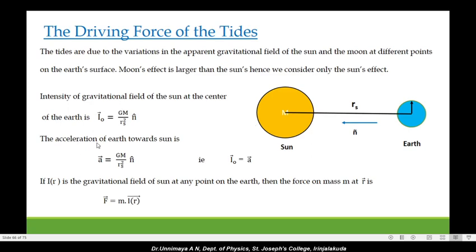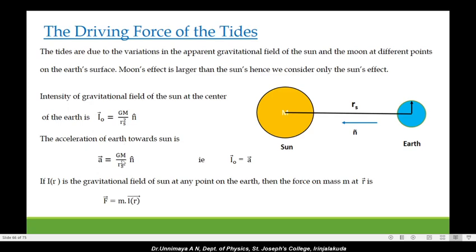Then the acceleration of earth towards sun is, here the sun attracts earth by gravitational field I0 equal to GM by r square, and this attraction is towards sun. So that means that earth accelerates towards sun, and the acceleration of earth towards sun can be represented as A is equal to GM by rs square into n cap. So this acceleration of earth towards sun is also same as that of gravitational field of sun at the center of earth, that is I0 is equal to A.